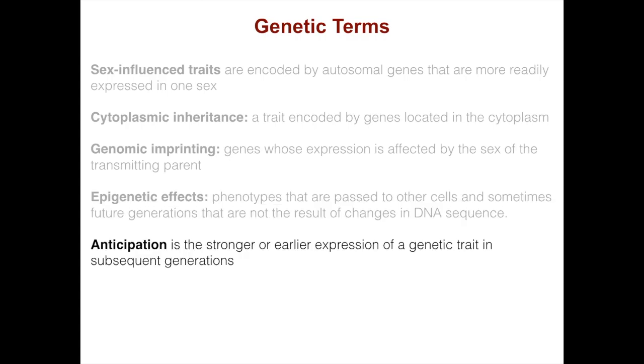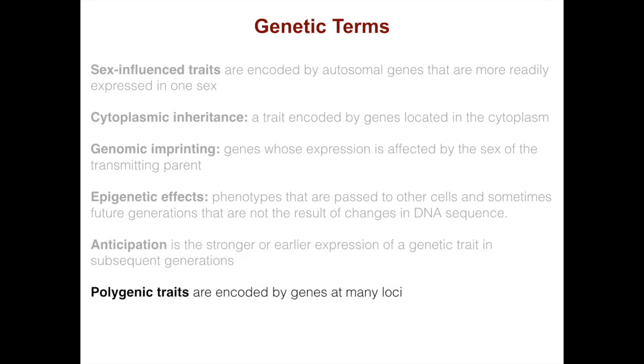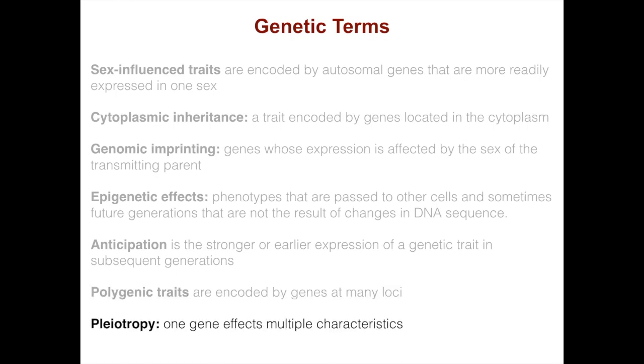Anticipation is the stronger or earlier expression of a genetic trait in subsequent generations. Polygenic traits are encoded by genes at many loci. Pleiotropy: one gene affects multiple characteristics.